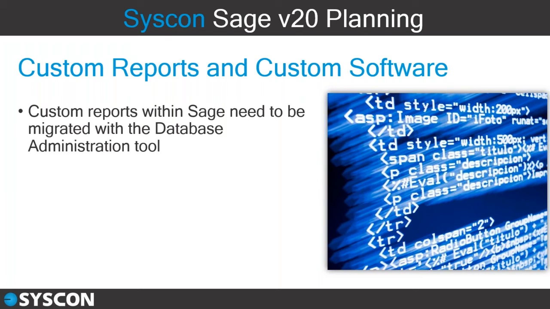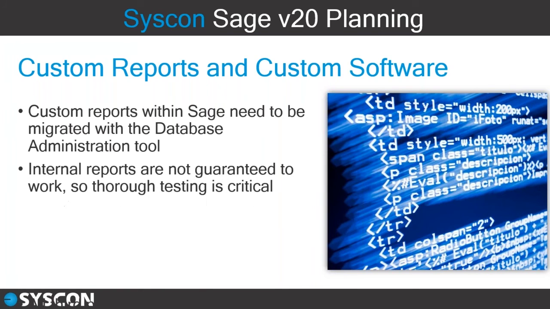But if you had one made and it's numbered 05 or something less than 21, that means it was an internal report that was modified to fit a need that you had. Those need to be tested. So the 21 and higher, we're pretty confident about those. Sage says that most of the reports below 21, those that have been modified, will convert just fine. But we don't want you to go live and find out a critical report isn't working. So this is where the testing is going to come in handy. The internal reports are not guaranteed.